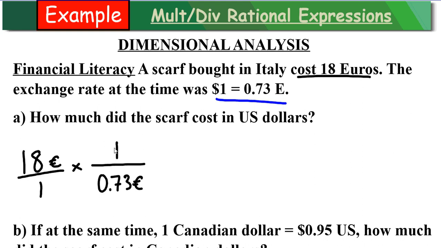0.73 euros is equivalent to $1. So I hope you realize this statement right here is really just the number 1, because the top and bottom are equal to one another. Whenever you divide something by something that's equivalent to it, it's really just a fancy number 1. That's why this is a valid mathematical move.